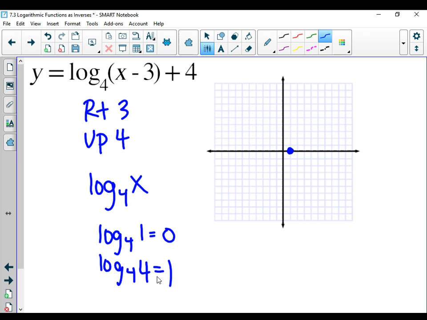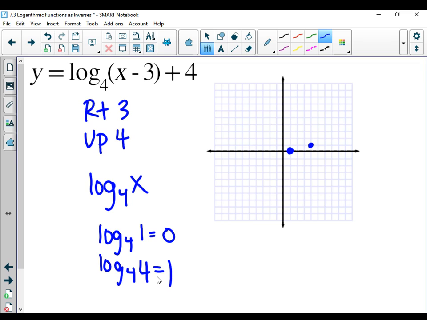The base and 1. Okay? Because the base raised to what power is going to get you the base? Well, 1. Okay? So for every single one of those problems, you're going to have 1, 0, and then you're also going to have the base and 1. Okay?